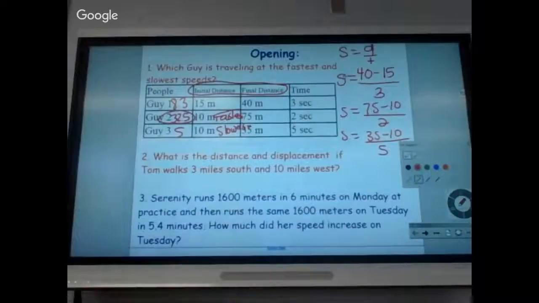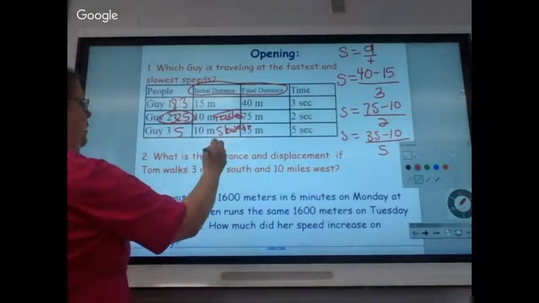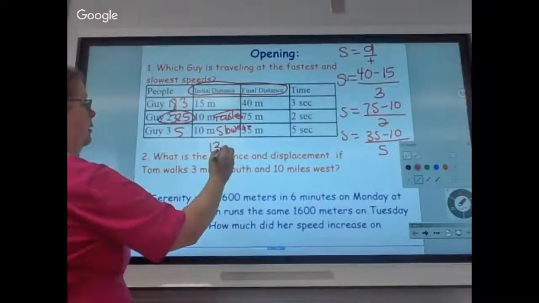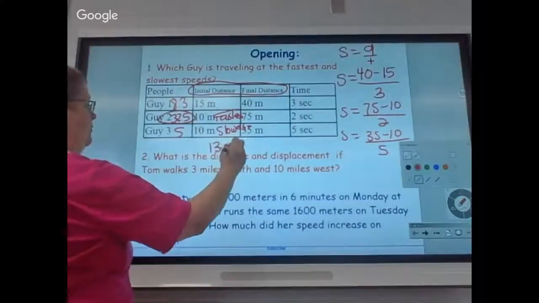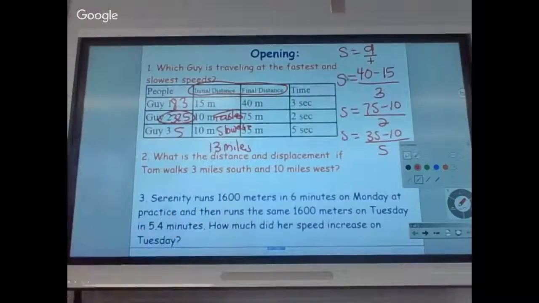Okay? So number 2, tell me what I'm going to do here. What do you think, Tyler? Tell me what you think about that question. You add 3 times the distance. Okay, so 3 plus 10 is the distance. So 13, what unit? Okay. All right, so tell me what you think about displacement.